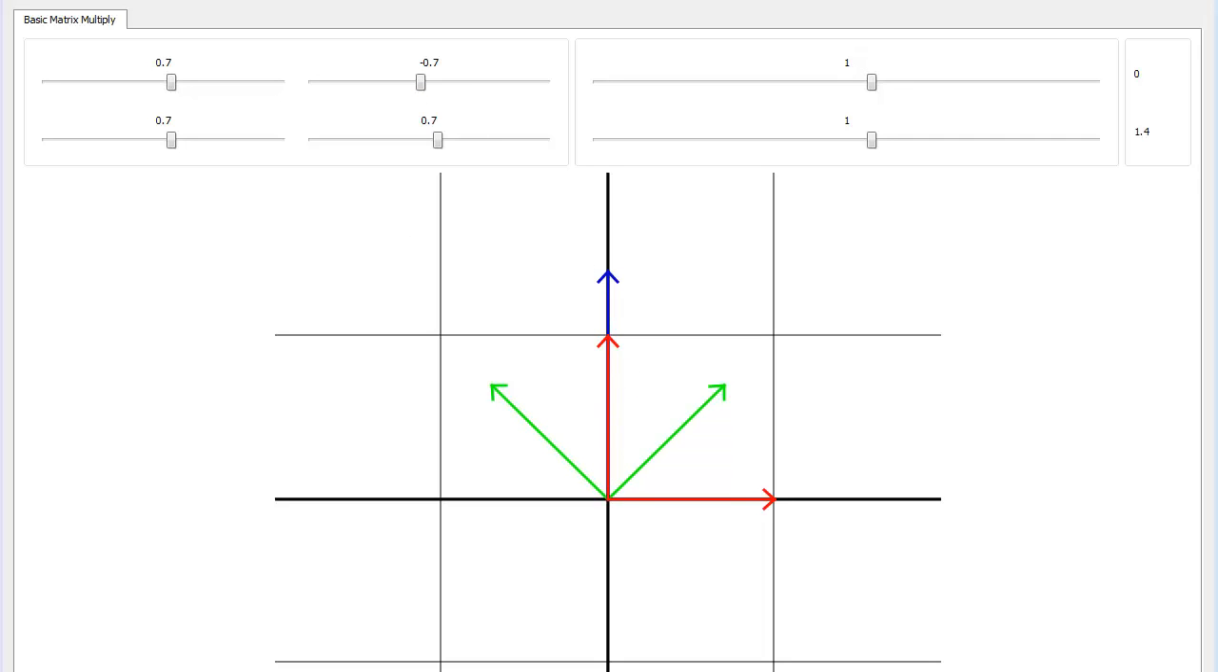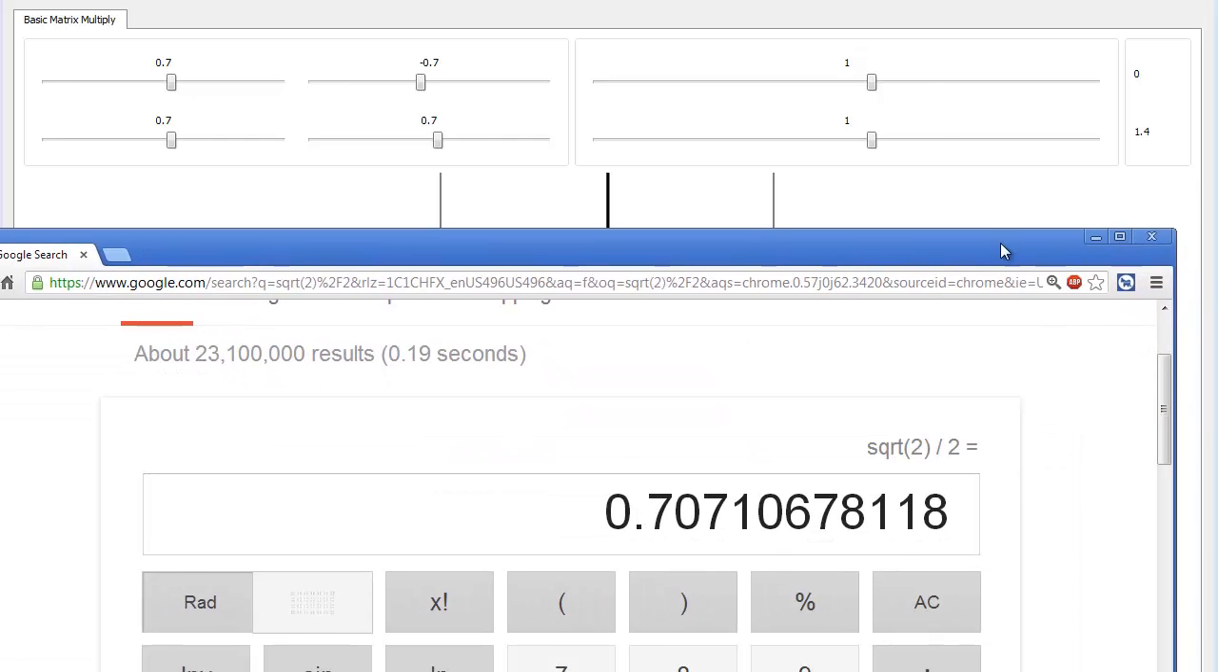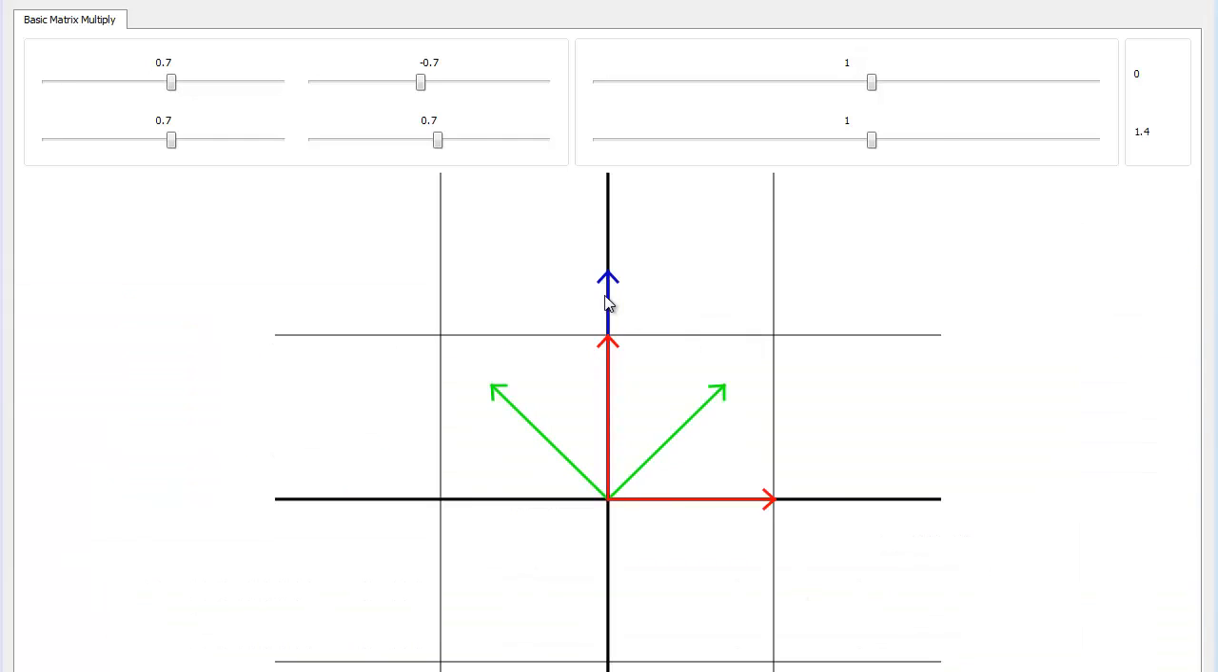It's not perfect because I can't set my sliders to this value. I'm not that granular, but still the idea is nice. We just rotated this resulting vector because we were able to rotate the basis vectors. You can still see what we started out with, the original basis vectors here, but then here's the results. And the length of this is still 1. The length of this is still 1.